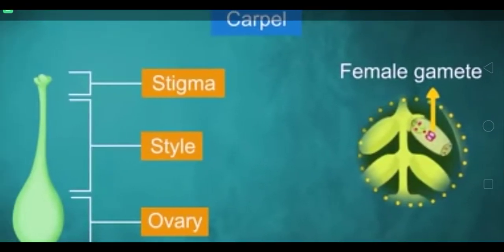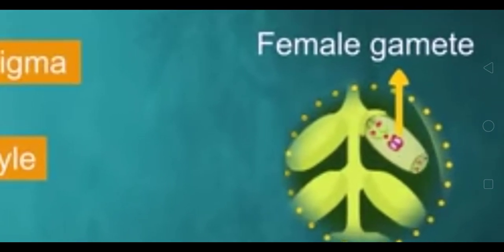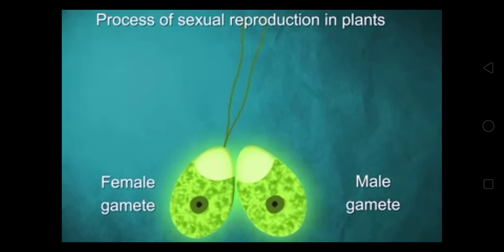Here the female reproductive parts, the ovules, are seen. These are the female gametes. They are present inside the ovule. So these two, the female gametes and the male gametes, are involved in the sexual reproduction of the plant.